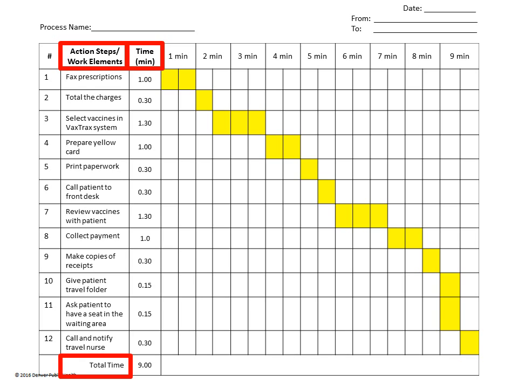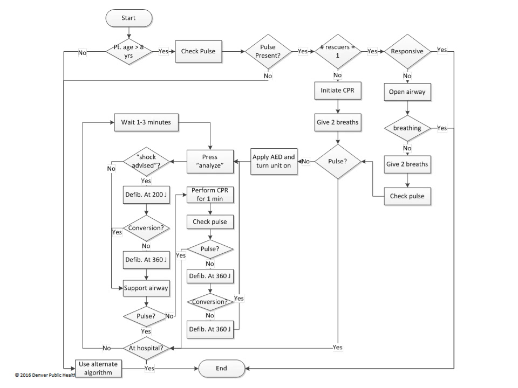The standard work map can be used to identify steps where timeliness can be improved. In this example from a travel clinic, the team needs to first decide if 9 minutes is an acceptable length for their process. If it is too long, it would be most worthwhile to identify ways to shorten the steps that take the most time.